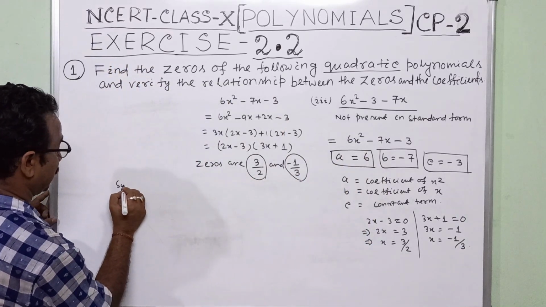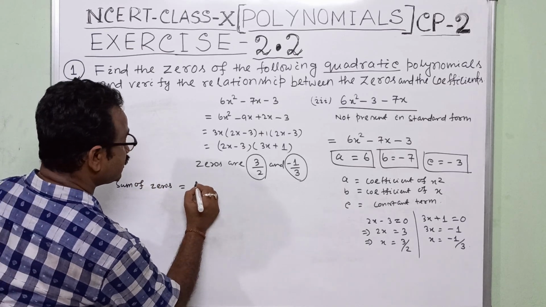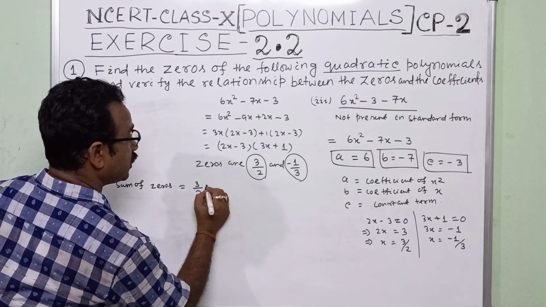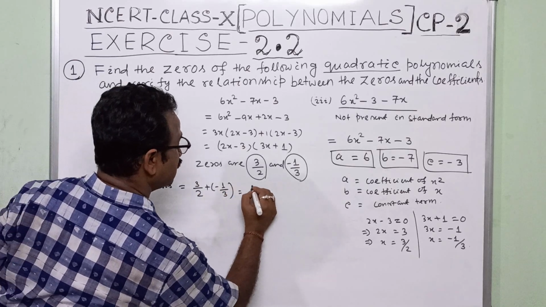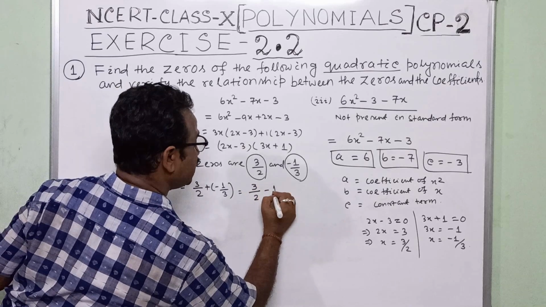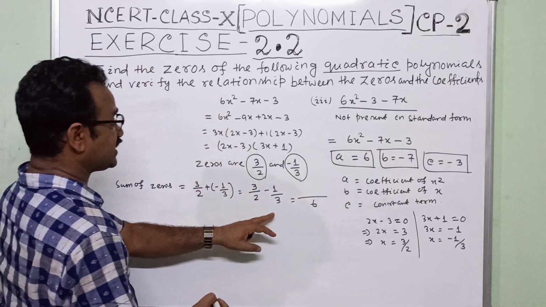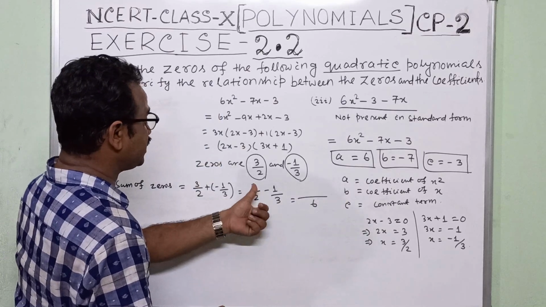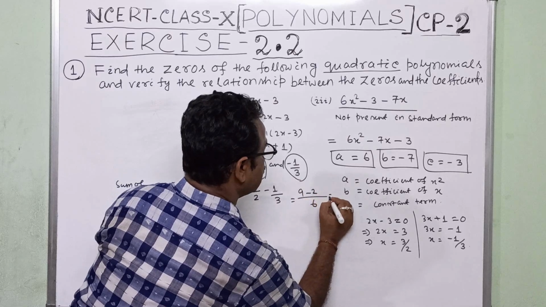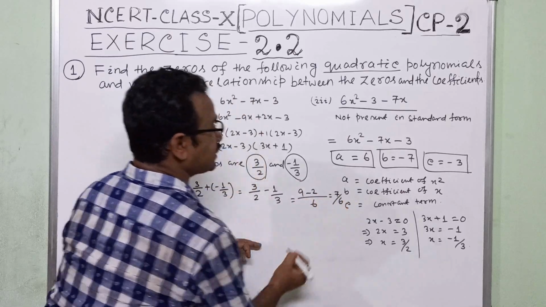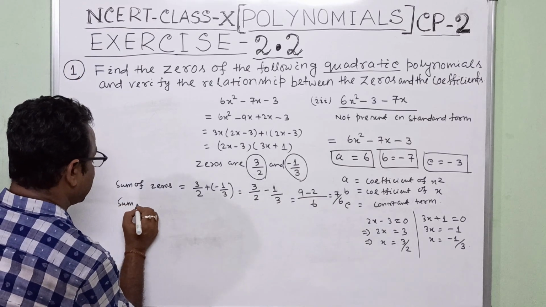Now see, sum of zeros: 3 by 2 plus minus 1 by 3, that is equal to 3 by 2 minus 1 by 3. LCM 6. 3 times 3 is 9, 2 times 1 is 2, 9 minus 2 is equal to 7 by 6. So 7 by 6.